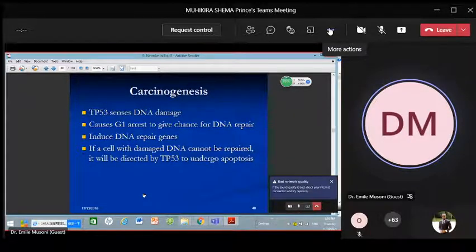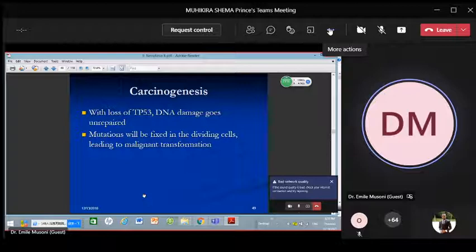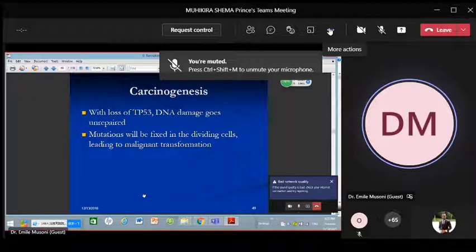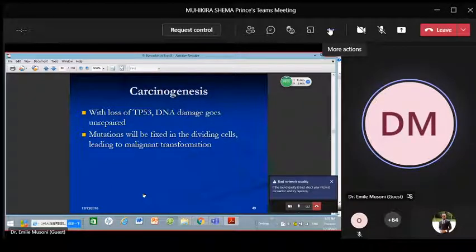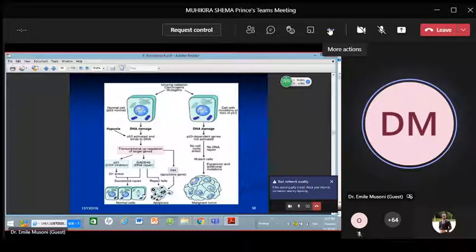If a cell's damaged DNA cannot be repaired, it will be directed by P53 to undergo apoptosis. If P53 is lost, DNA damage goes unrepaired. Mutation will be fixed in the dividing cells, leading to malignant transformation.